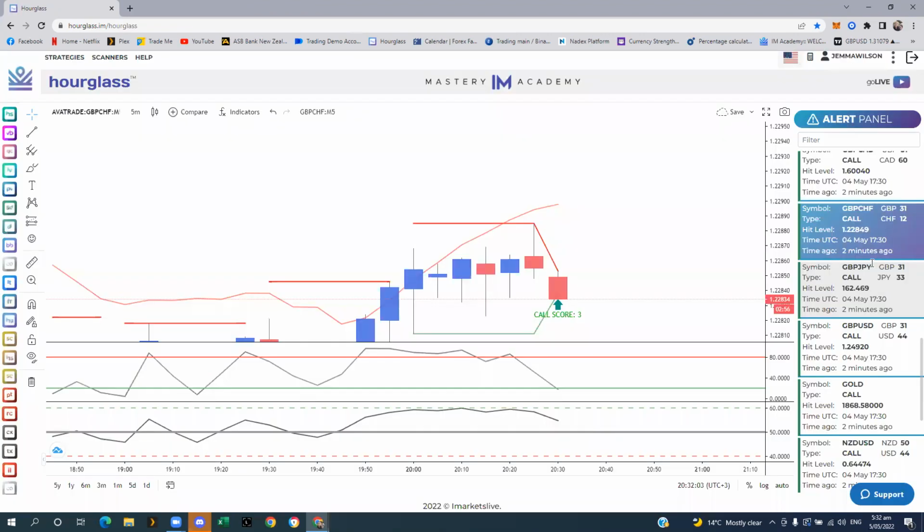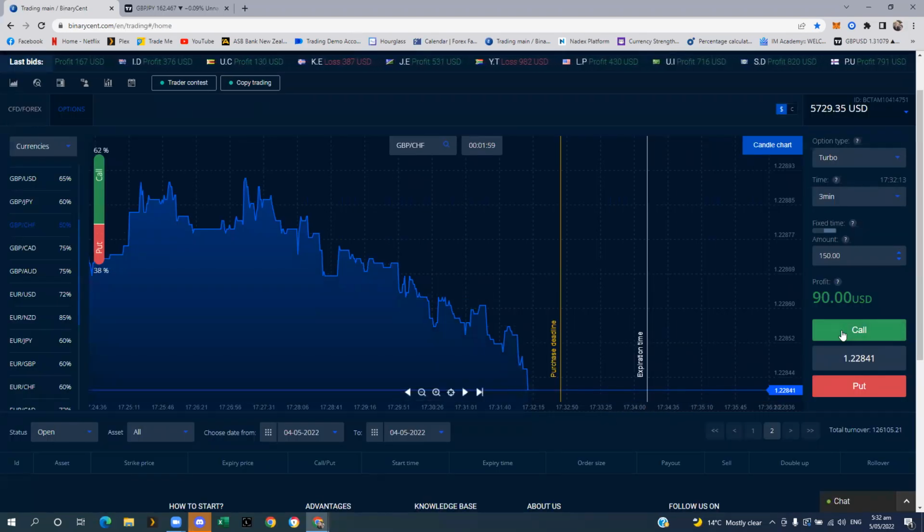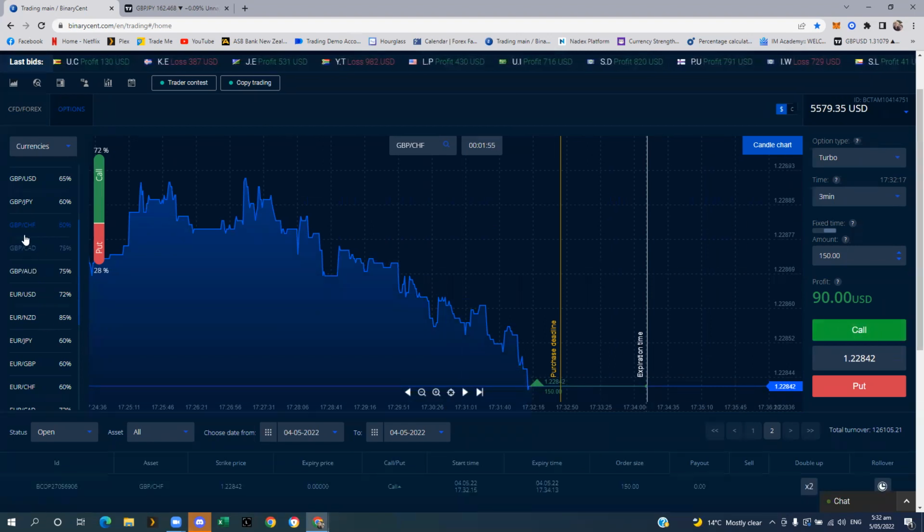So this is actually the entry point. 849 is the entry point that Cash Trap has kicked out. I said 839. 841, that's good. So I'm going to enter now. So if you enter now, we're at GBP Chef for a call.